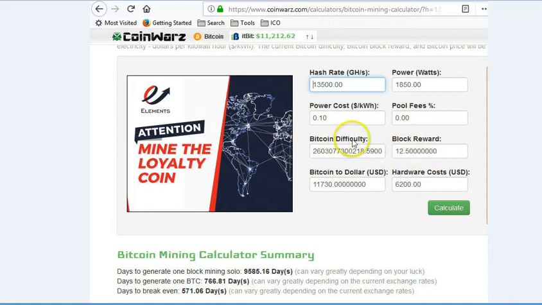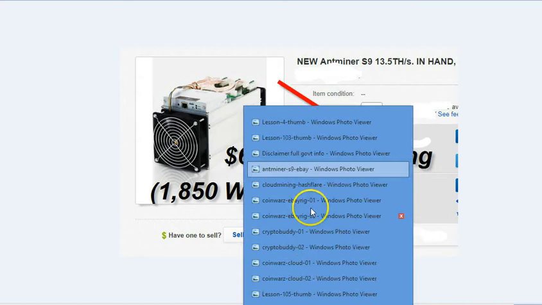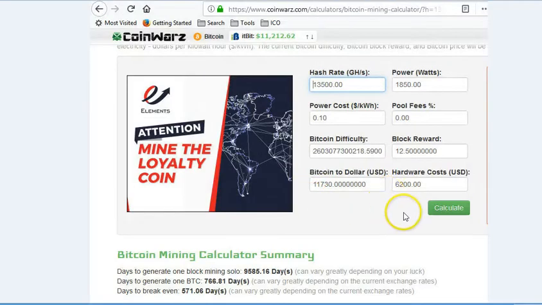And then the Bitcoin difficulty, just leave that in there. Block reward, just leave that in there. That's the CoinWars default according to the current difficulty and block reward. And then for the Bitcoin to dollar exchange, we're using 11,730 on this one. And then the cost is 6,200. If you remember, that's what this rig costs in this particular example, 6,200 to buy a 13.5 terahash per second Antminer S9.